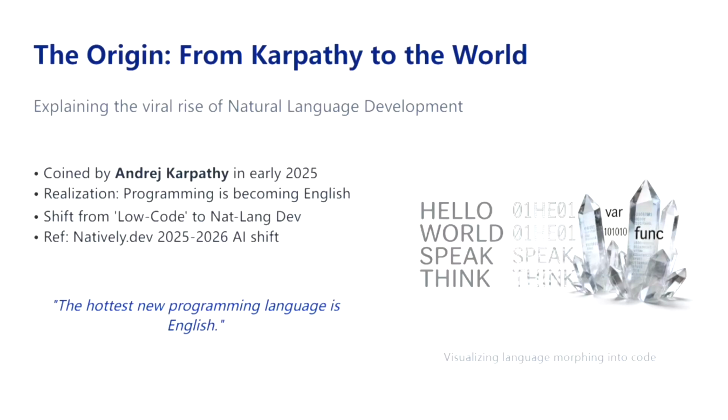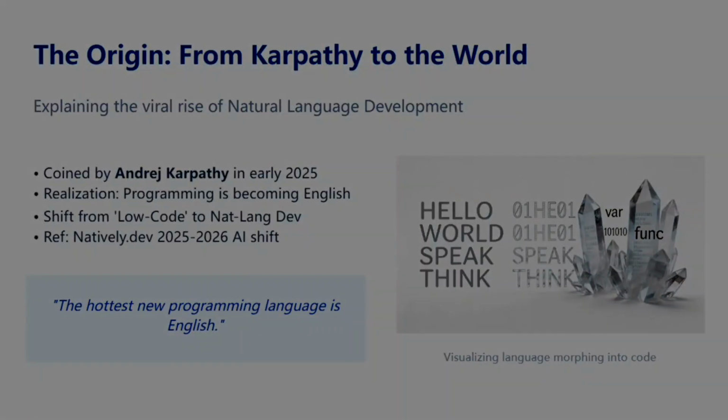This is a massive shift. It means that your ability to describe a problem clearly is now more valuable than knowing where to put a semicolon. Look at this visualization showing language morphing into code.